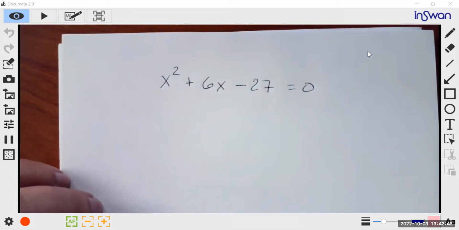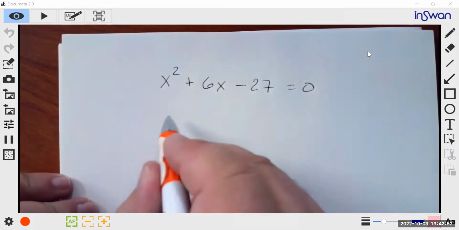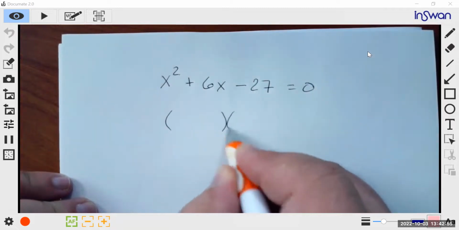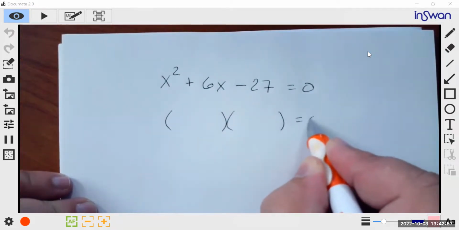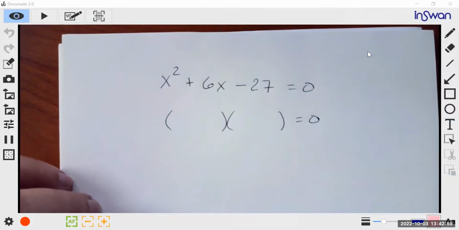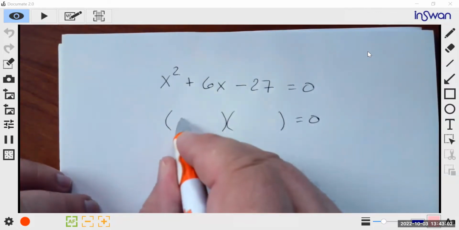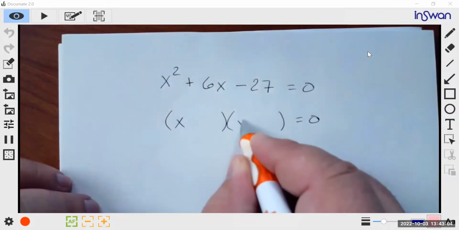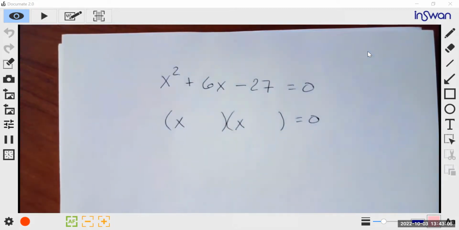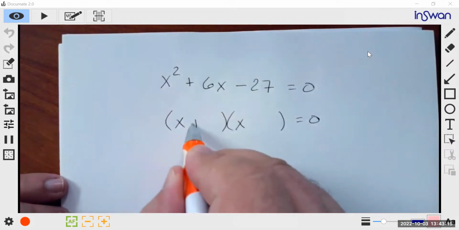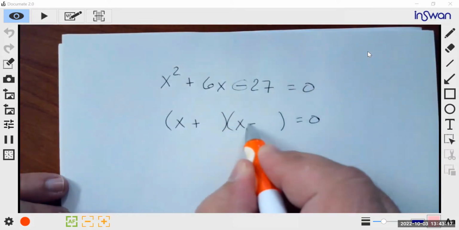Let's go ahead and factor first, and then we'll do complete the square. We should come out with the same answers. What signs go there? Right, because that's negative, it's plus or minus.